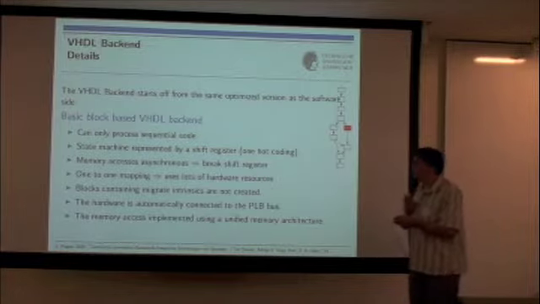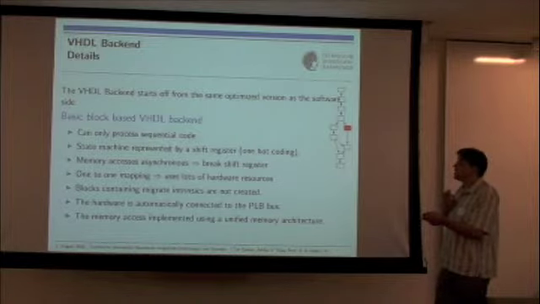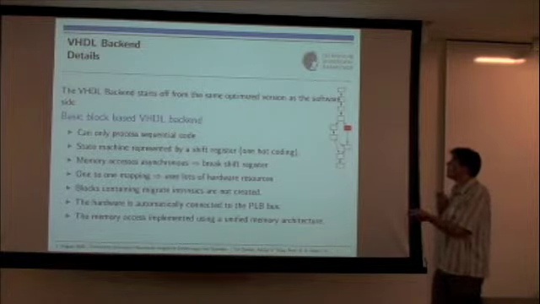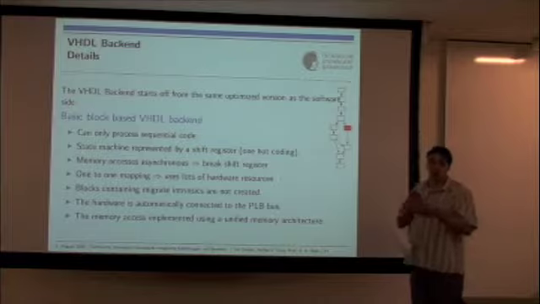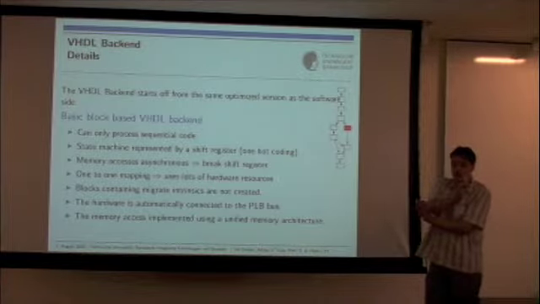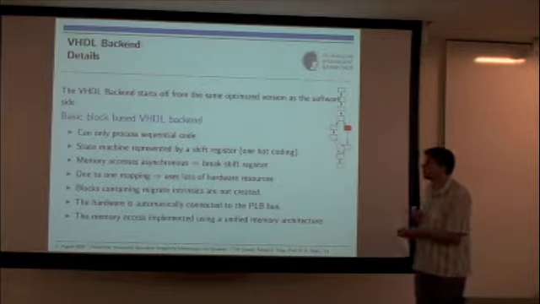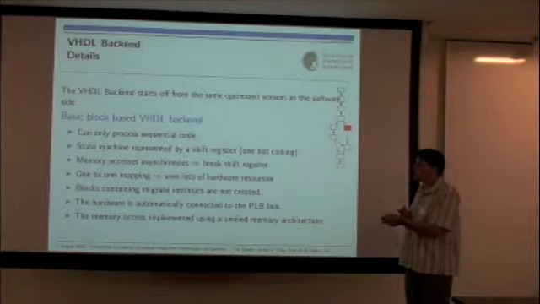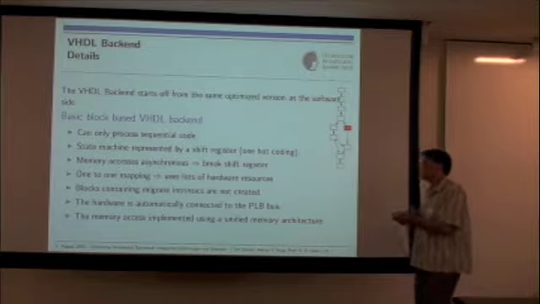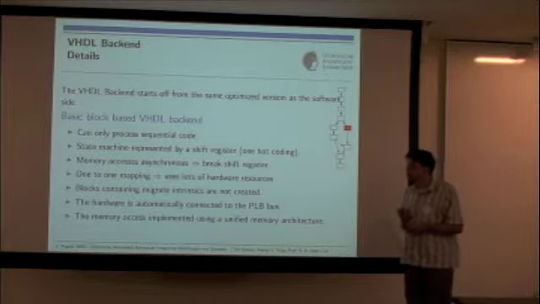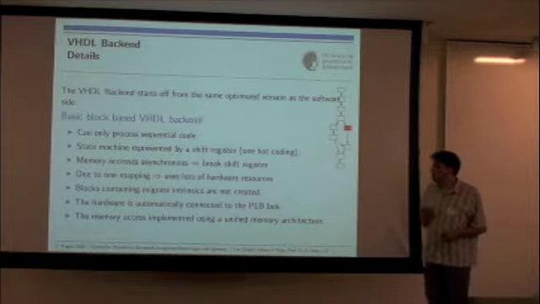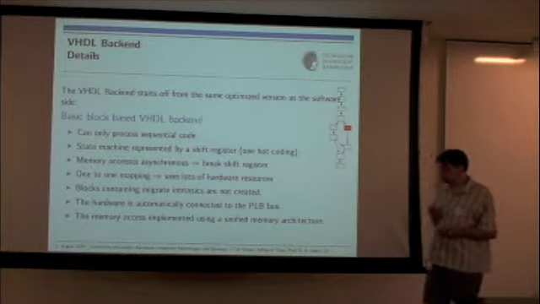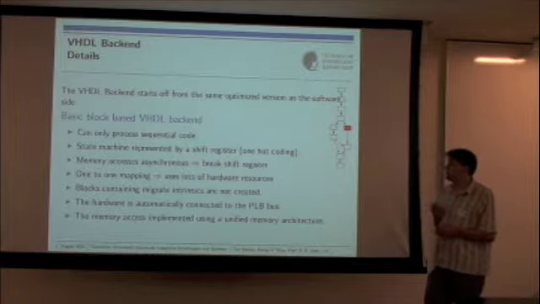But first, some more details about the VHDL backend. The VHDL backend itself starts off from the same optimized version as the software side, but with the mutually exclusive other blocks filtered out. This basic block VHDL backend can only process sequential code. The state machine, which controls which step it's currently processing, is a shift register using a one-hot coding, which makes the decoder pretty simple.